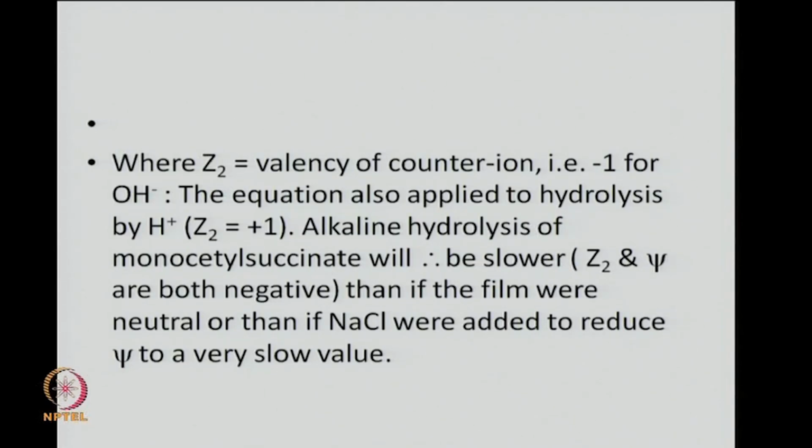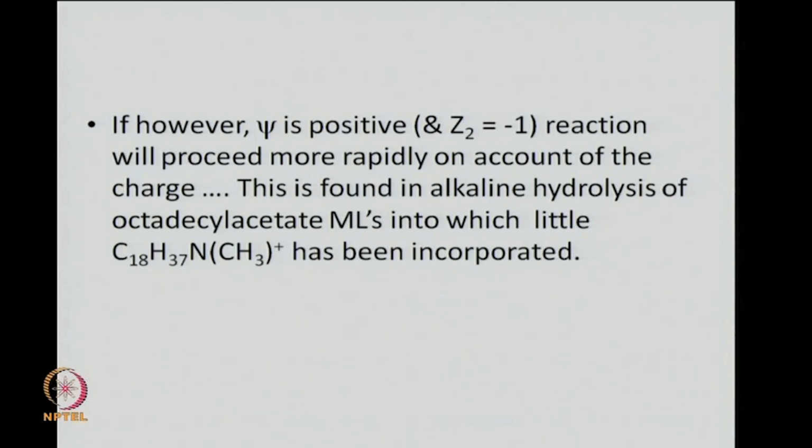For alkaline hydrolysis of monocetyl succinate, this means that we will have the reaction slower than if the film were neutral, or if NaCl were added to reduce the value of the potential psi to a very low value. If however psi is positive, Z2 is -1, the reaction will proceed more rapidly on account of the charge, and this is found in alkaline hydrolysis of octadecyl acetate monolayers, into which a little amount of these long chain cations, C18 cations, have been incorporated.